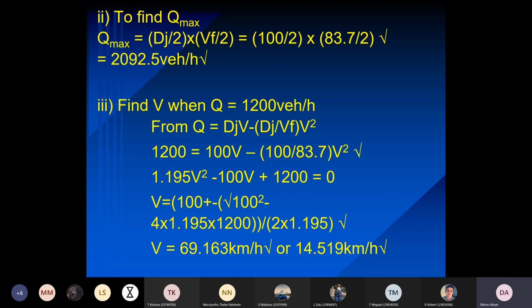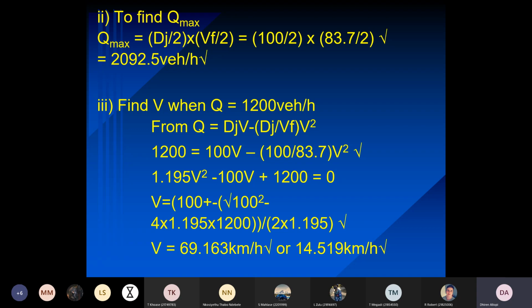So firstly taking plus those values, secondly minus those values will give you two values for V. So you can see V is either 69.163 kilometers per hour or 14.519 kilometers per hour.